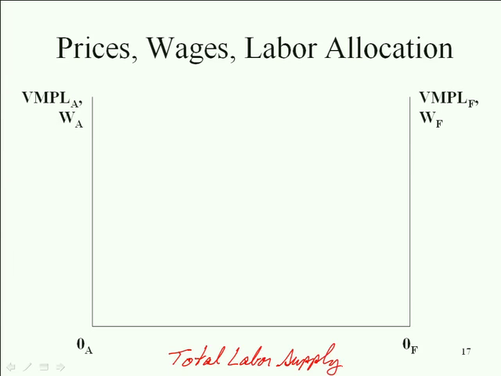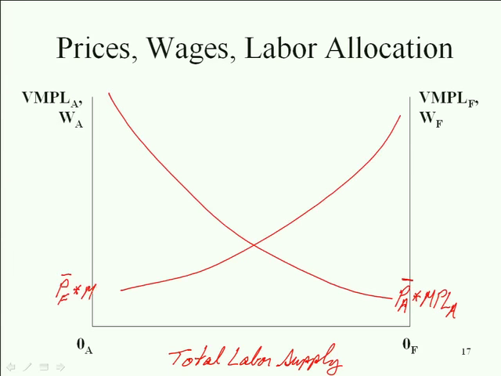In the auto industry, we have the price of automobiles times the marginal product of labor in autos. So there's our demand for labor curve. Now for the food industry, remember the origin is sitting on the right-hand side. So we're basically reversing the way the diagram would look. So here for the food industry, we would see the value of the marginal product as downward sloping, but again from right to left.